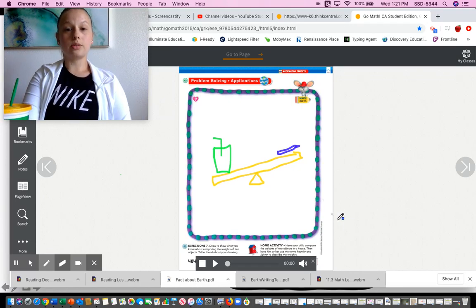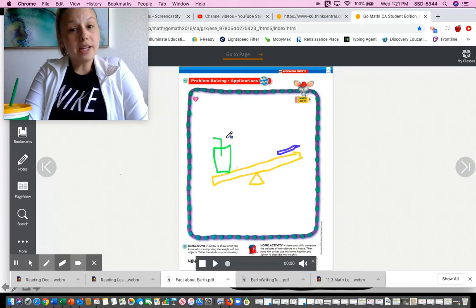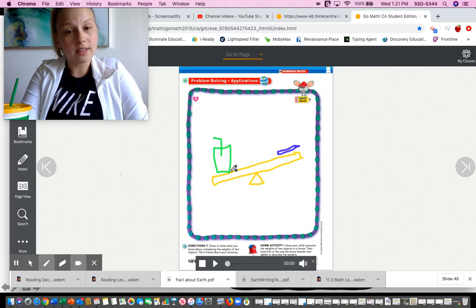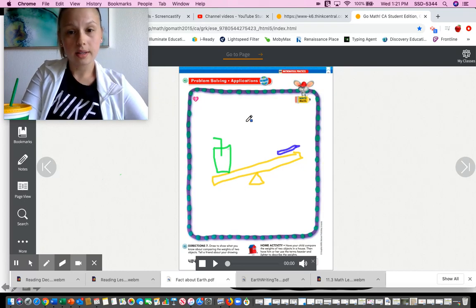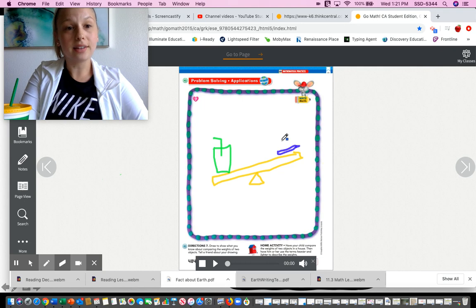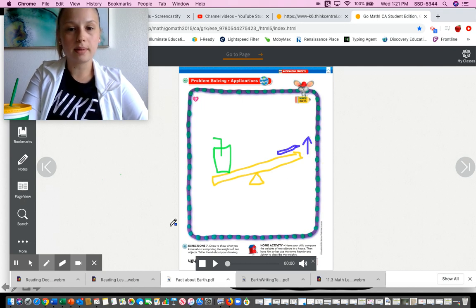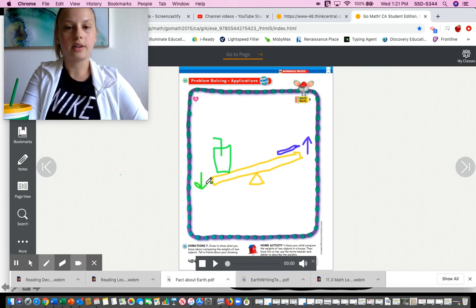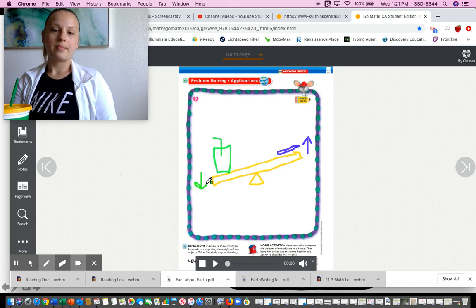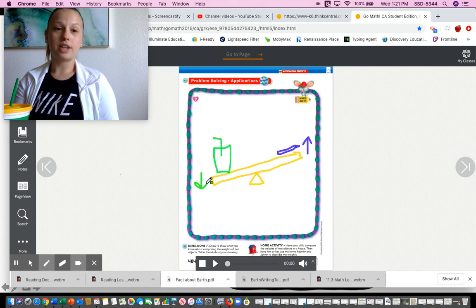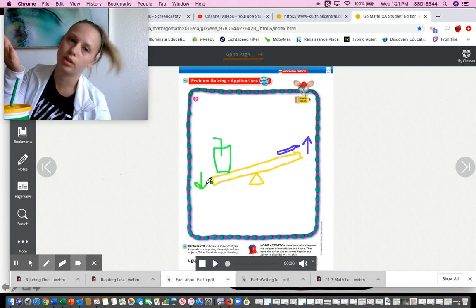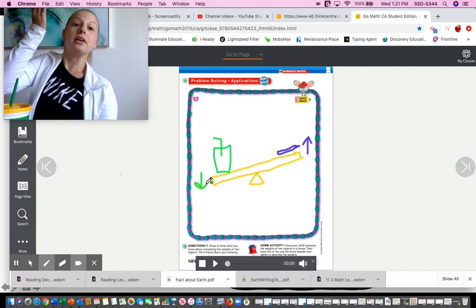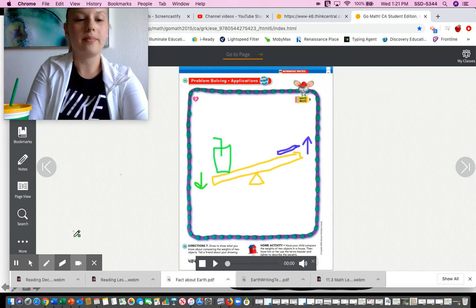Now, I'm going to explain it. My drink is heavier than my pencil, so it goes down. My pencil is lighter than my drink, so it goes up. This one goes up because it's lighter, and the drink goes down because it's heavier. Go ahead and find two objects. Which one's heavier and which one's lighter? Go ahead and draw it.